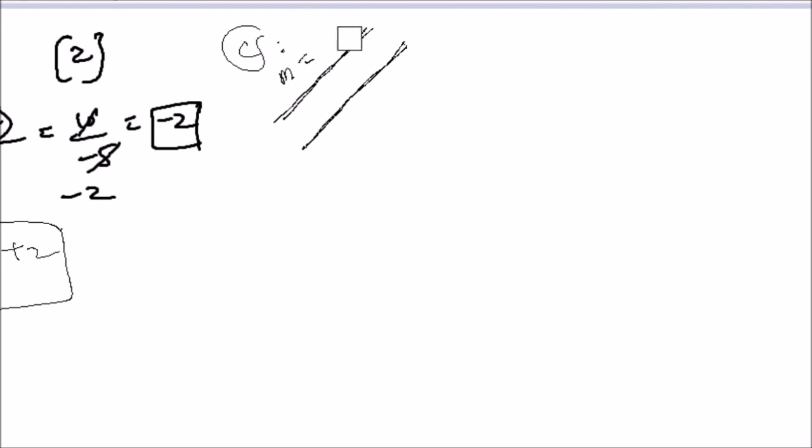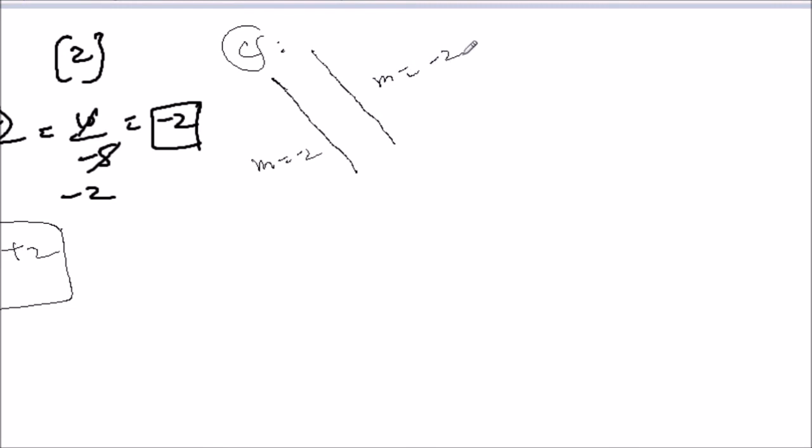So basically, I just want to show you the lines. One line is this, because the gradient was negative, minus 2. The other line is this one, parallel to this. So both lines will have the same gradients, and this line is passing through 0, 7. The equation of this line is required.